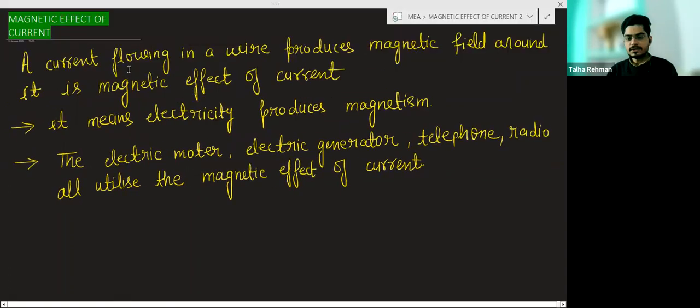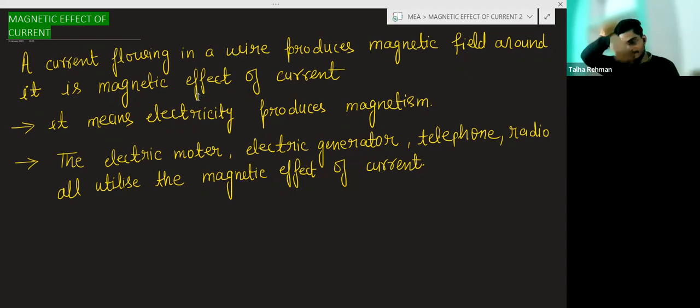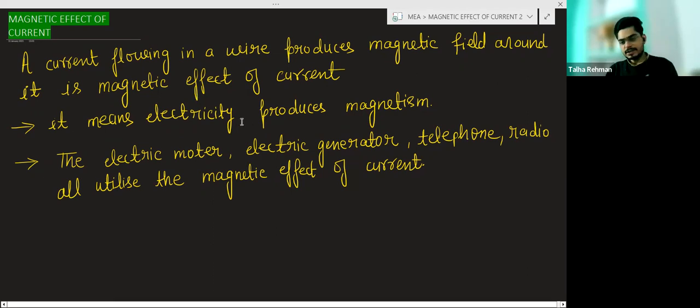Magnetic effect of current means a current flowing in a wire produces a magnetic field around it. Basically, if there is a wire, there will be a magnetic field around that wire, and that is known as the magnetic effect of current. Current is basically electricity, and magnetic field is magnetism. So it means that electricity produces magnetism.